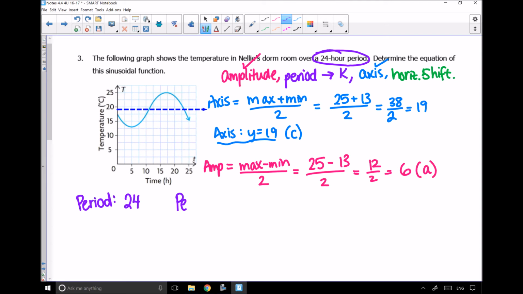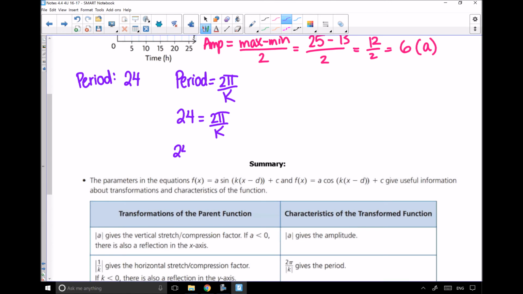We also know that the period is equal to 2 pi over K. So I know the period is 24. I can use that information to help me solve for K. So I'm going to multiply both sides by K to help me isolate this K right here. So 24K equals 2 pi, which means that K equals 2 pi over 24, or just pi over 12. So I know my K value now is pi over 12. So that's going to also be key right here, okay?